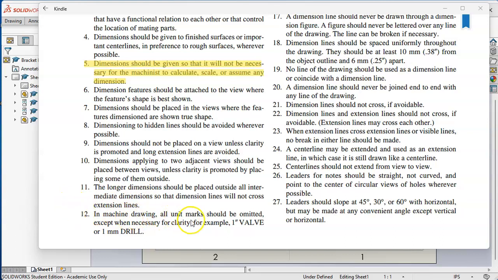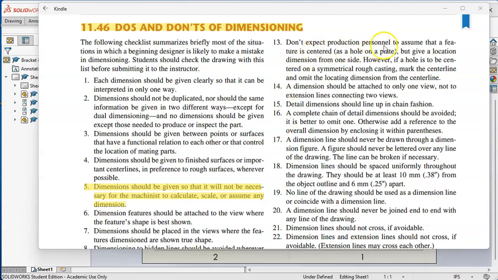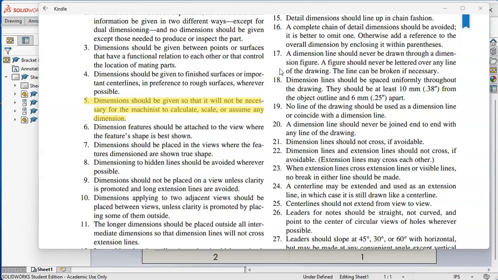All unit marks should be omitted. And in our process, one of the big things between the inch and metric is that the leading and trailing zeros are kind of an indicator. Don't expect production personnel to assume that a feature is centered. The symmetry and the center line symbols have kind of gone away from the 2018 standards. So if we put in a center line, we're probably going to dimension to it.